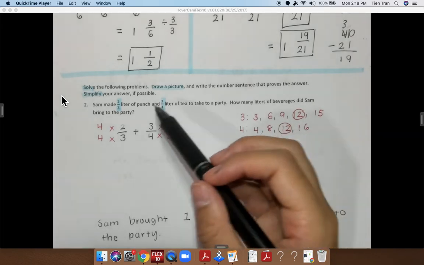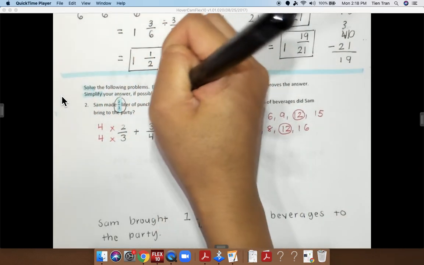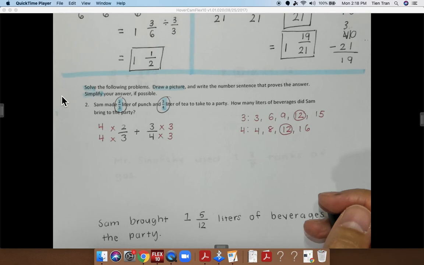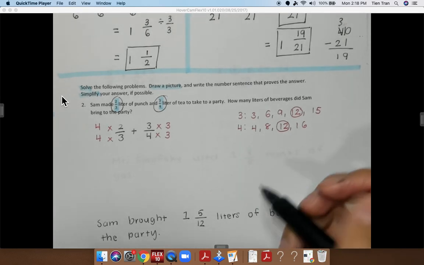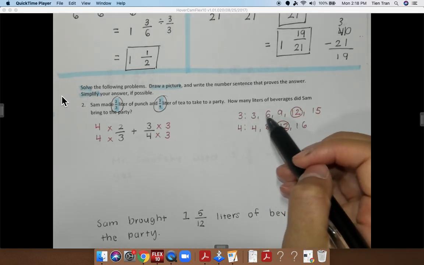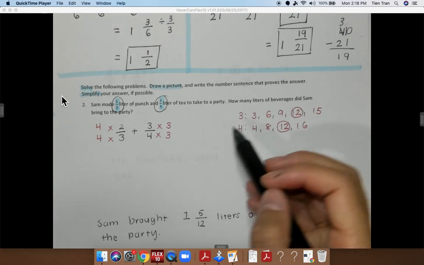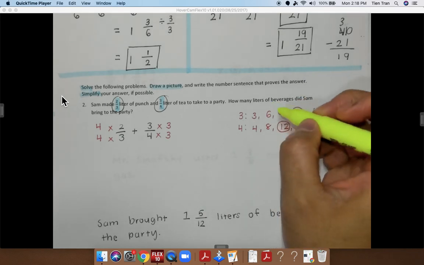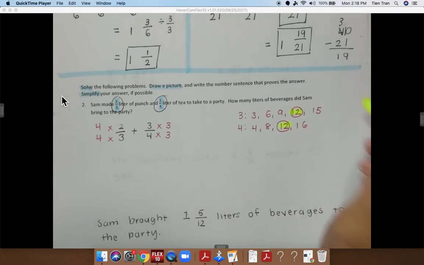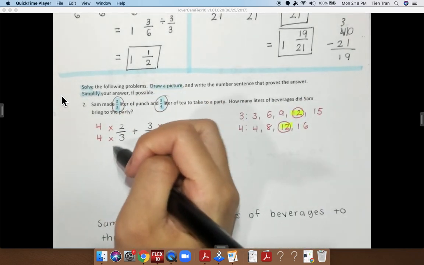So I'm going to skip count. I'm adding these two numbers together, 2/3 plus 3/4, in order to figure out how much he brought to the party. So for 3, I have 3, 6, 9, 12, 15. For 4, I have 4, 8, 12, 16. So it looks like 12 is my least common multiple. So I'm multiplying to get 12.